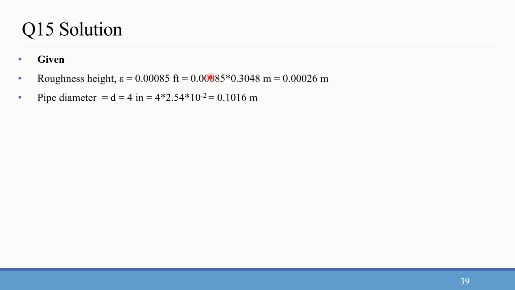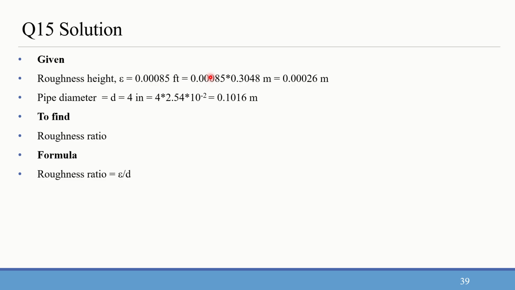I am using everything in SI units. If anything is required, we'll calculate at the end in respective units. So it is 0.1016 meters, and what we have to find is the roughness ratio. The formula is roughness ratio is equal to epsilon by d, as we have seen in the previous thing. Now we know epsilon and we know d, so we can easily calculate the roughness ratio.